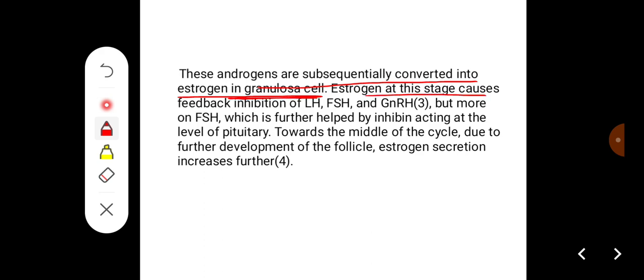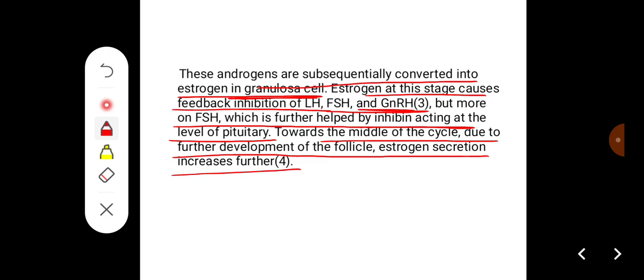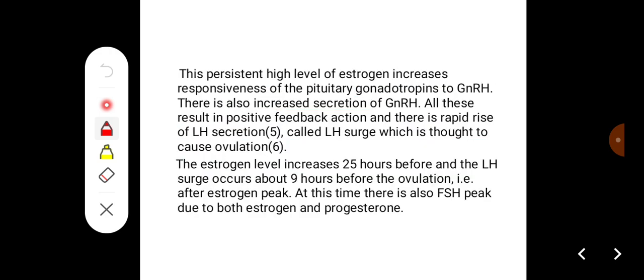Estrogen at this stage causes feedback inhibition of LH, FSH and gonadotropin releasing hormone, but more on FSH, which is further helped by inhibin acting at the level of the pituitary. Towards the middle of the cycle, due to the further development of the follicle, estrogen secretion increases further. These persistent high levels of estrogen increase the responsiveness of the pituitary gonadotropin to gonadotropin releasing hormone. There is also increased secretion of GnRH.